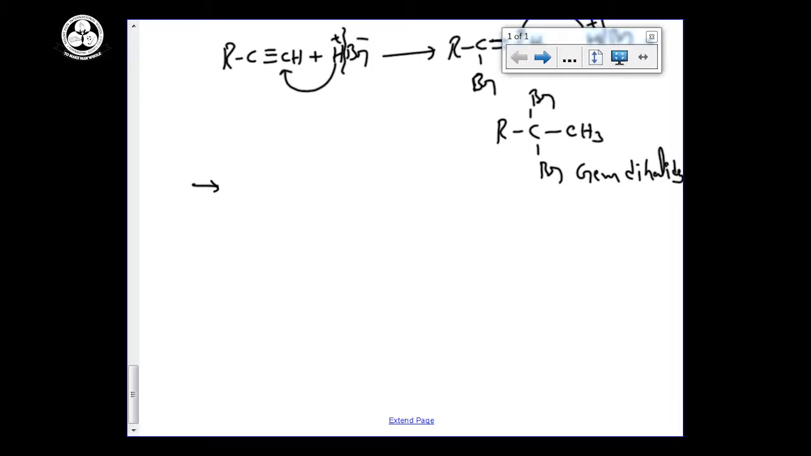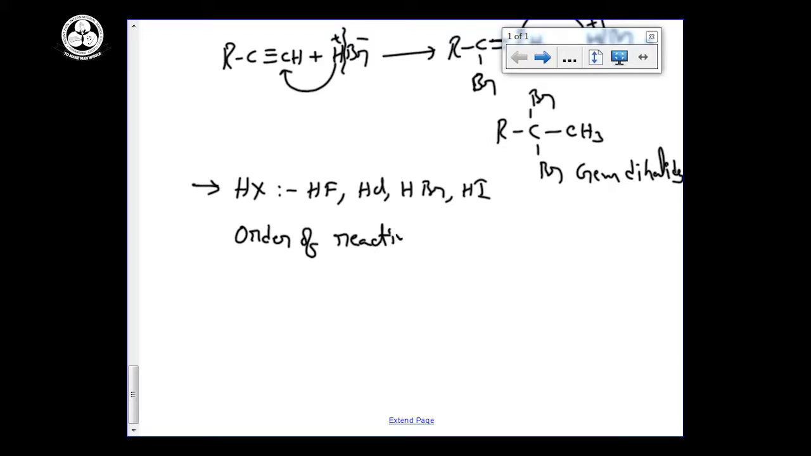Here we are adding HX, hydrogen halides. Many hydrogen halides are there: HF, HCl, HBr and HI. Out of these four molecules, which hydrogen halide can easily undergo the addition reaction? So simply I am writing the order of reactivity of hydrogen halide towards addition.